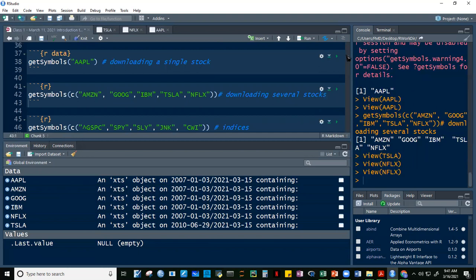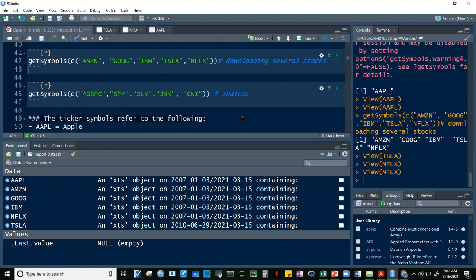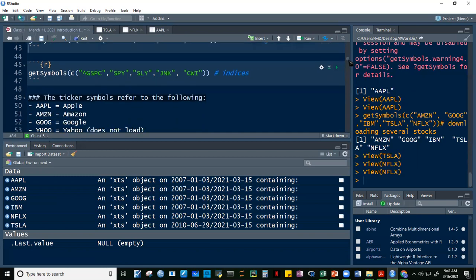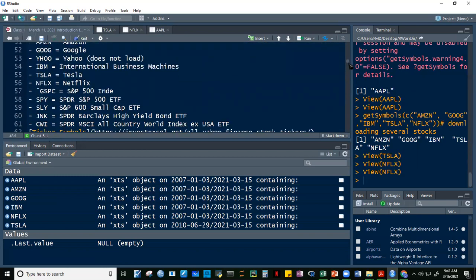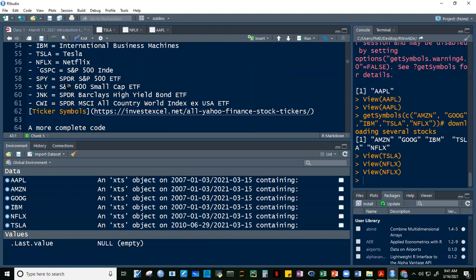Okay, then we can also download indices, no? Okay, GSPC is the Standard and Poor's. So I'd like you to research ano yung SPY, ano yung SLY, ano yung JNK, ano yung CWI. What are these indices? All those ilalim dito. Okay. So linagay ko dito kung ano itong mga indices na to. Si SPY. Okay, these are exchange traded funds.